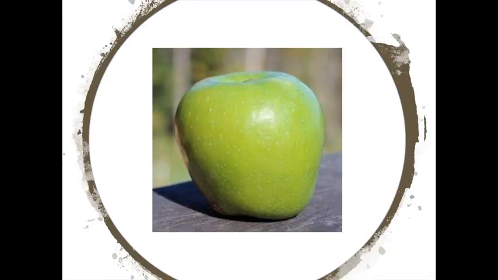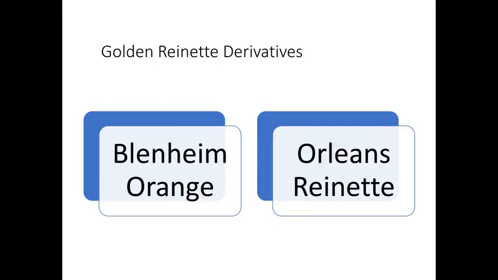This is Golden Renette. This is another ancient apple of likely Roman origin. This is an apple that's not been used very widely, but has given rise to a few distinguished cultivars that have been major in the UK and France. This is Blenheim Orange, a direct lineal descendant of Golden Rennet. Orleans Rennet is another example.